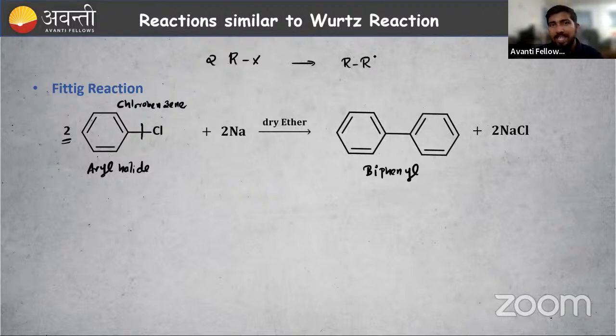Okay, so here take the aryl group, then join them. So we are getting the product biphenyl. Then what about one more product, that is NaCl, Na and Cl. There are two aryl halides present, two Na. So two NaCl is formed here. So that is how the reaction happens.